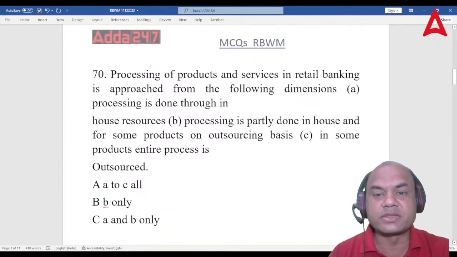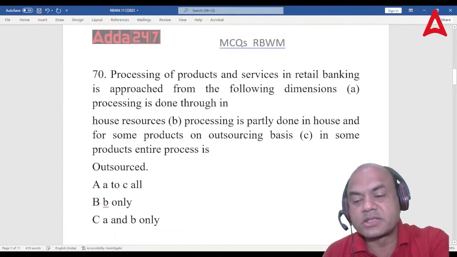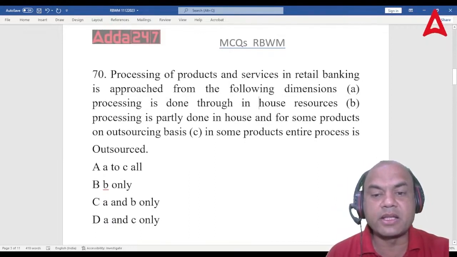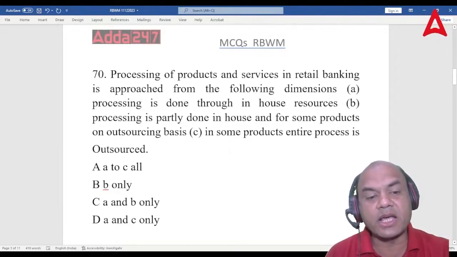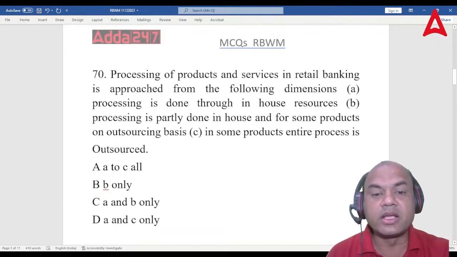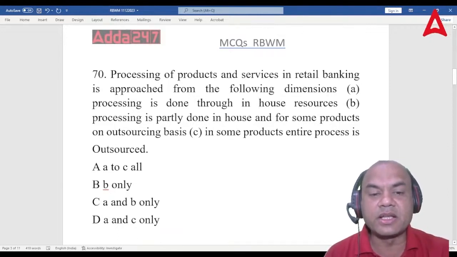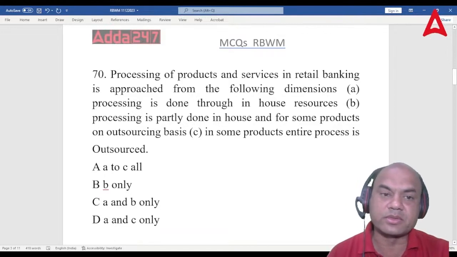Processing of products and services in retail banking is approached from the following dimensions. Number one, processing is done through in-house resources. Number two, processing is partly done in-house and for some products outsourcing. Number C, in some products the entire process is outsourced. A to C all means in-house, then partly and complete outsource. So A to C all, B only, some outsourced, some in-house. A and B only means in-house and some outsourced, and A and C only, so in-house and completely outsourced.